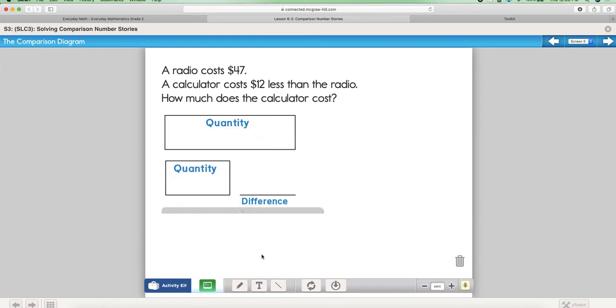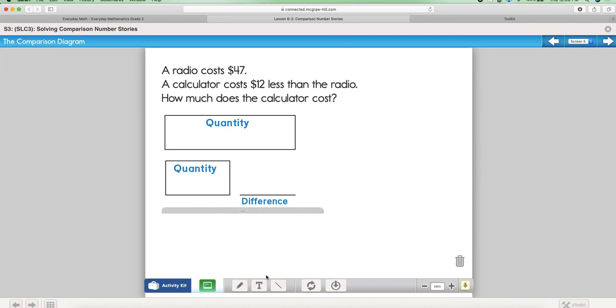All right, here's my quantity and difference diagram. A radio costs $47. A calculator costs $12 less than the radio. How much does the calculator cost? So we just know that it costs $12 less. We don't know how much it costs altogether.